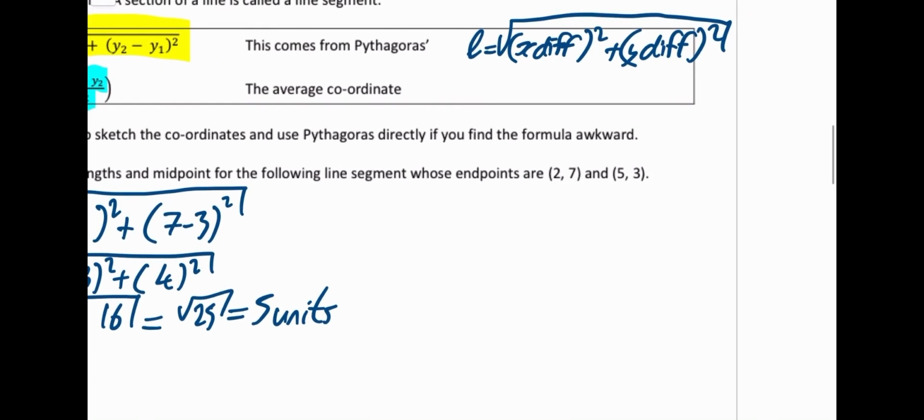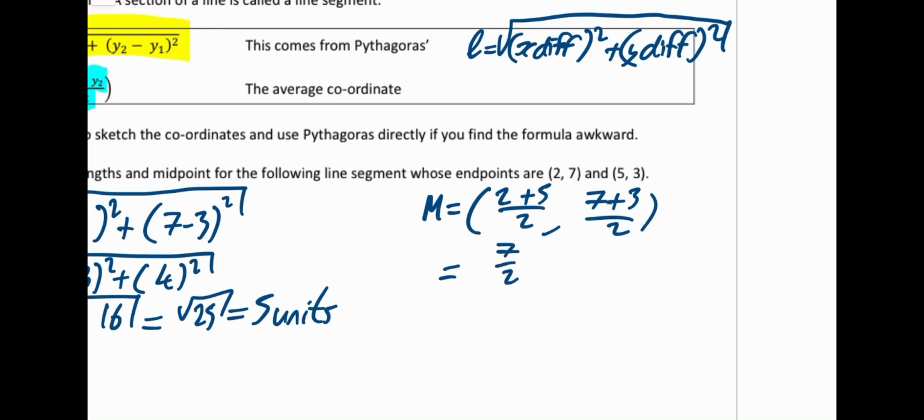So here the midpoint is going to be equal to 2 plus 7, and then you're dividing by 2, and then 5 plus 3, and you're dividing by 2. Sorry, that's wrong. Let's go back through that. My x values are 2 and 5. My y values are 7 and 3. And 2 plus 5 is 7, and divide by 2. 7 plus 3 is 10, and divide by 2, which becomes 3.5 and 5.